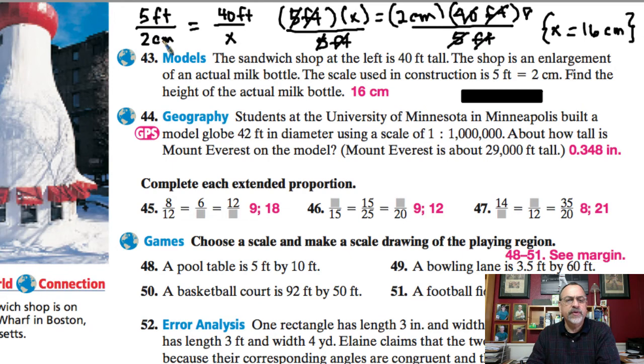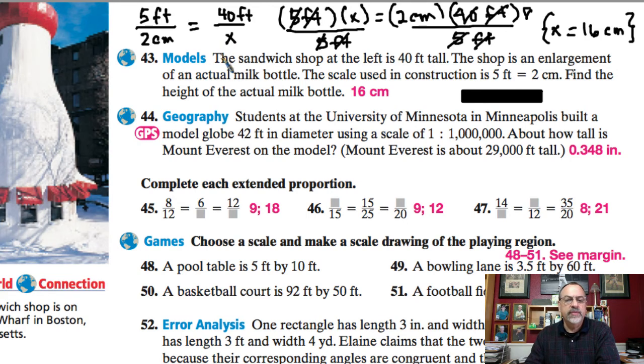We're going to write it as a ratio, and then we're going to set up a proportion by writing a second fraction written in the exact same order as the original. They'll always give me either a dimension of the actual or a dimension of the model, and in that case I should be able to figure out how far or how long something is.